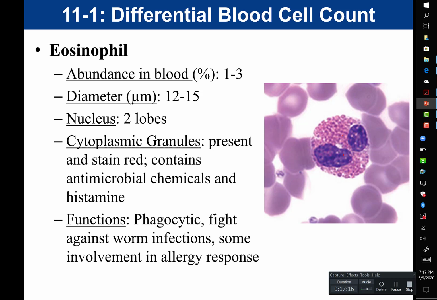So the function of the eosinophils is that they are phagocytic. So again, they're able to do phagocytosis. They are used to fight helminth infections, worm infections, and they play a role in the allergy response. So if we see an elevated number of eosinophils, it might indicate that the patient is undergoing an allergic response. And so those are going to be our eosinophils.